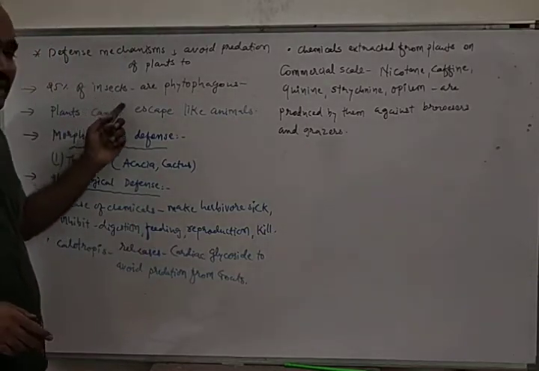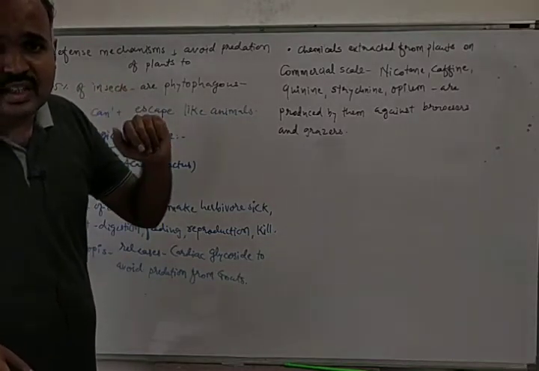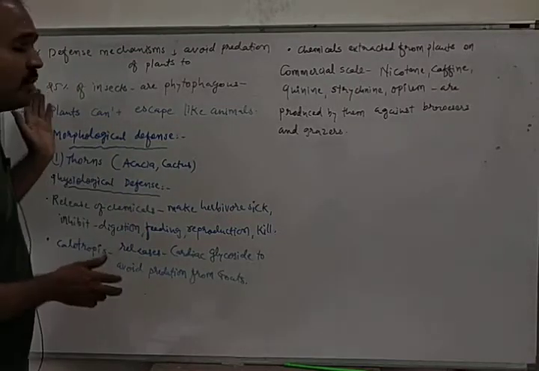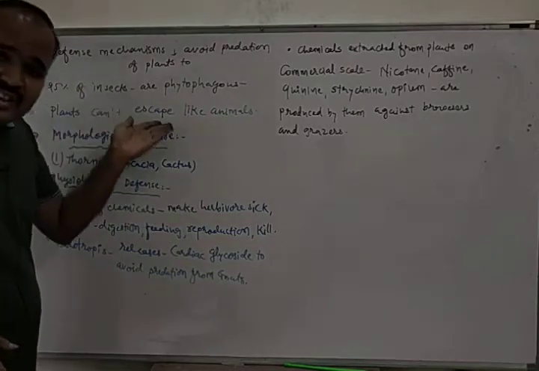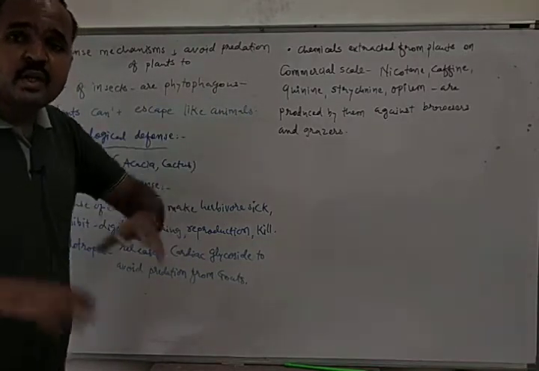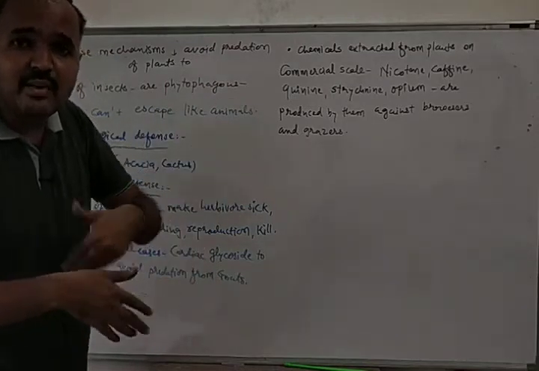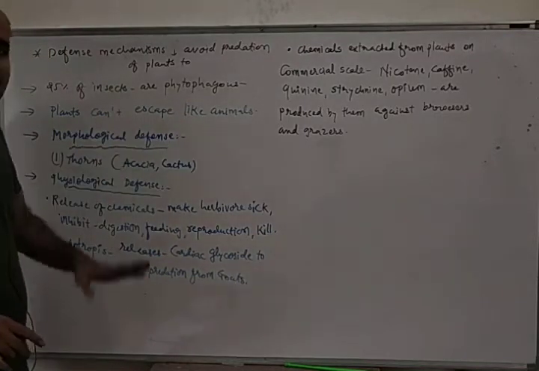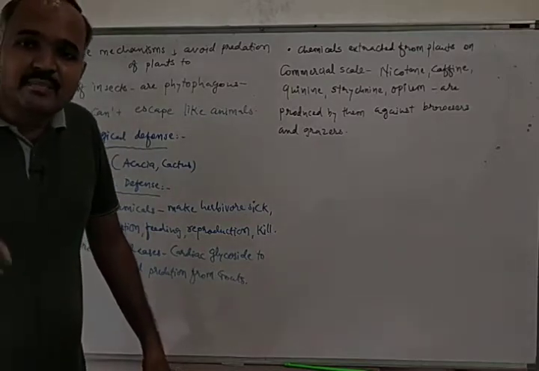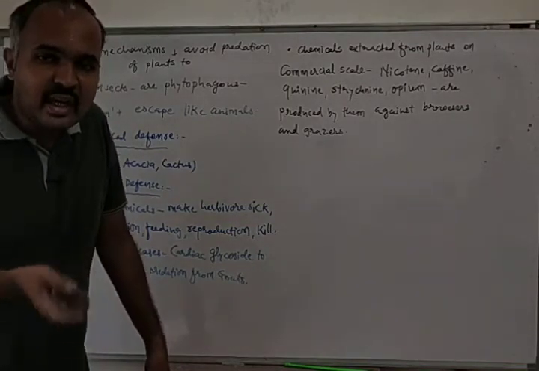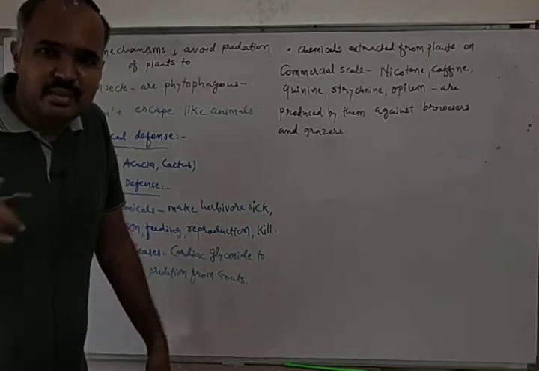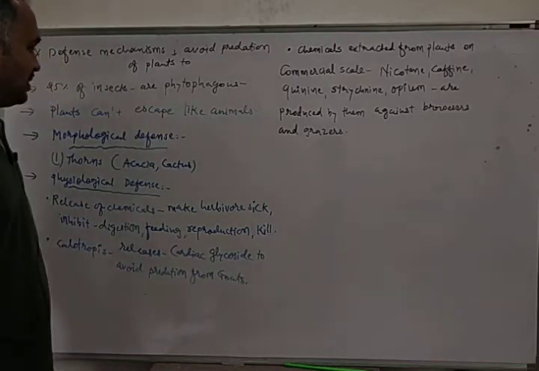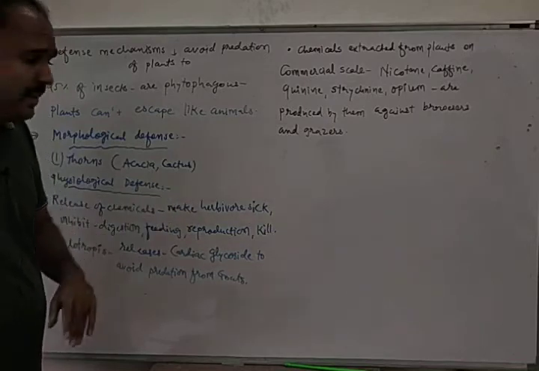So 25% of insects are phytophagous, apart from regular herbivore organisms. Many organisms eat plants, and plants cannot escape like animals. If any animal is being predated, it can escape, it can run away. But plants cannot run away from predation. So plants cannot escape like animals.